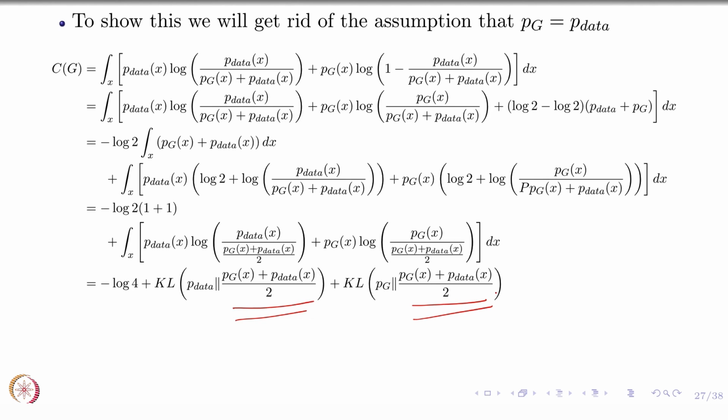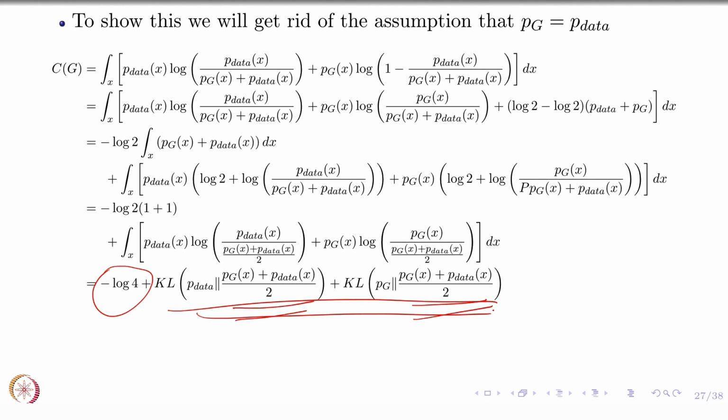Is it okay? So you have minus log 4 plus 2 KL divergences. So when PG is equal to P data, this value was minus log 4. When I don't assume PG is equal to P data, I get minus log 4 plus 2 KL divergences. So given these two statements, what can you tell me? What do you know about KL divergence? Always greater than or equal to 0. Now can you tell me something?